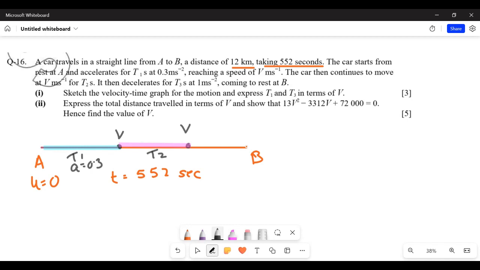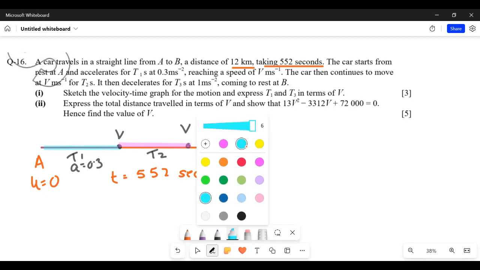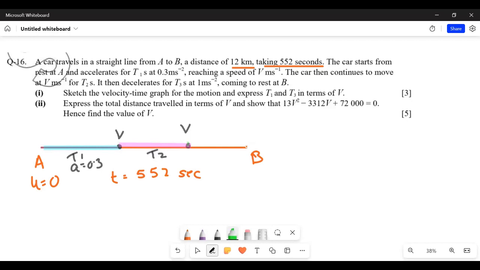It then decelerates for T3 at 1 meter per second square. So in the third part of the journey, the deceleration is minus 1. Or sorry, the acceleration is minus 1. And T3 is the time. It comes to rest at B, so the speed is 0 again. Final V is 0 at B.